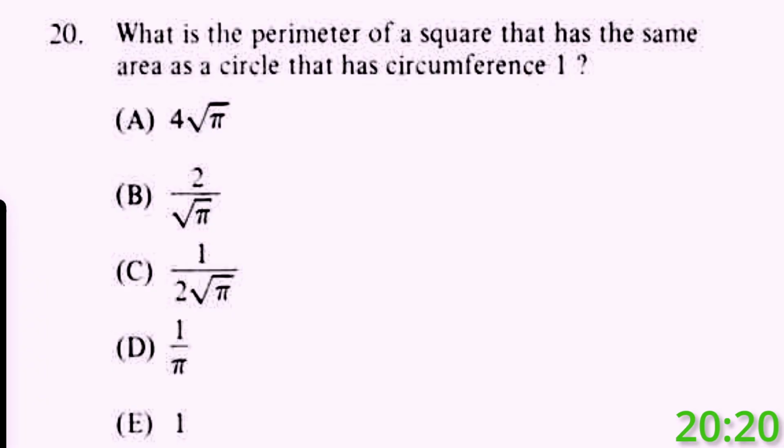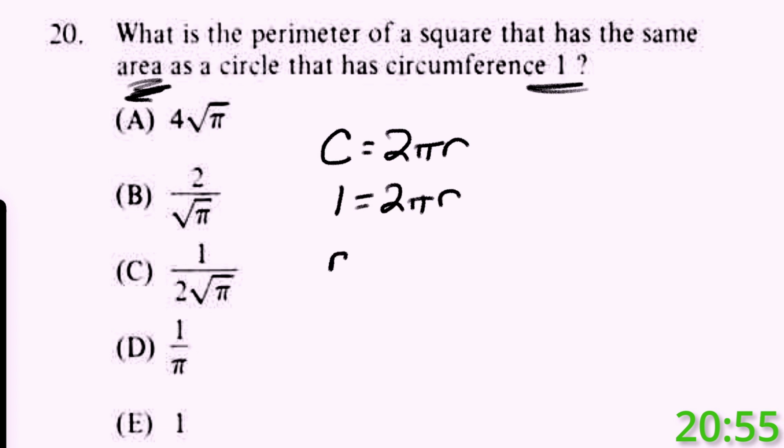I don't have my clock out, so I don't know how close I am to my 30 minutes. But let's see. What is the perimeter of a square that has the same area as a circle that has circumference 1? So I need to find the area of the circle. I know the circumference of a circle is 2 pi r. If the circumference is 1, then my radius is 1 over 2 pi.